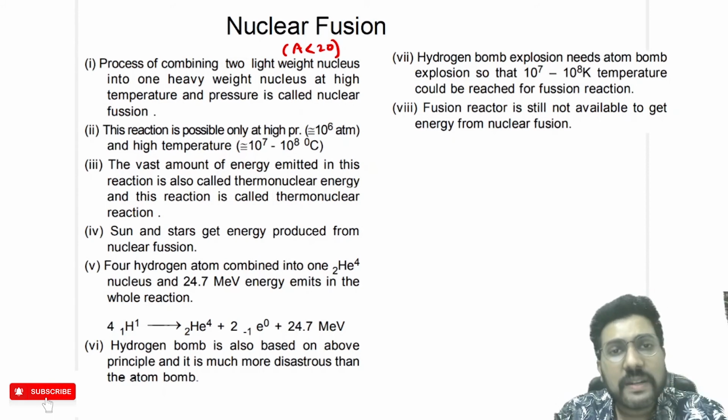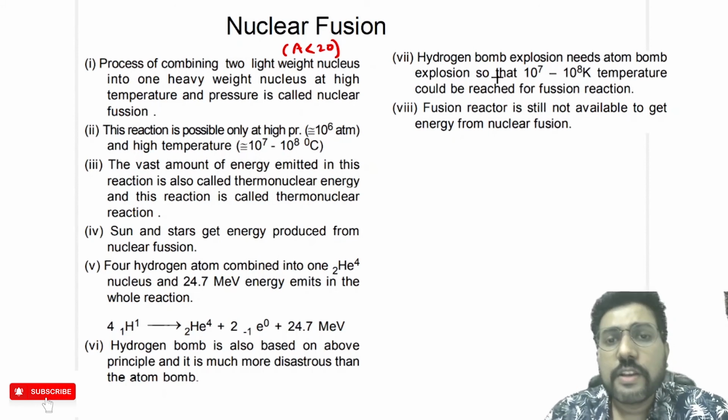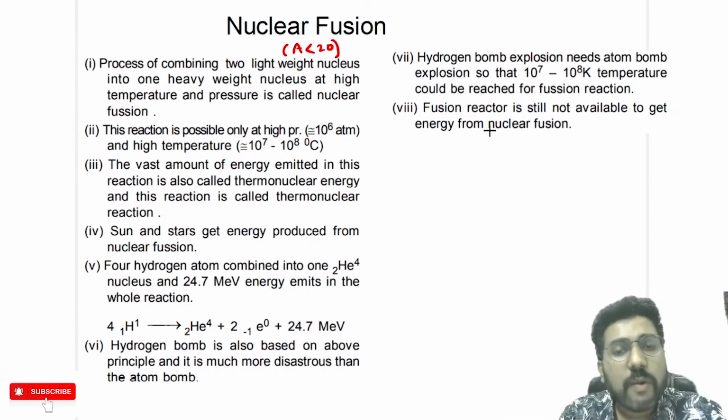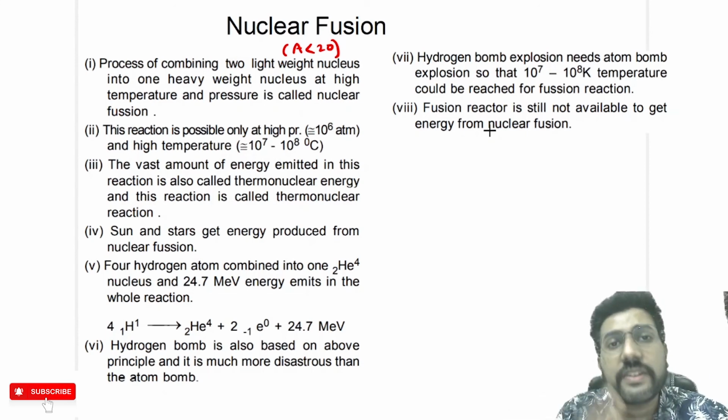Yes, some plasma technology has been used to generate these high temperatures, but again it is not sustainable and it is still not economical to generate energy from nuclear fusion. Okay, so the hydrogen bomb. Now the hydrogen bomb requires such high temperature. How do you generate such high temperature?